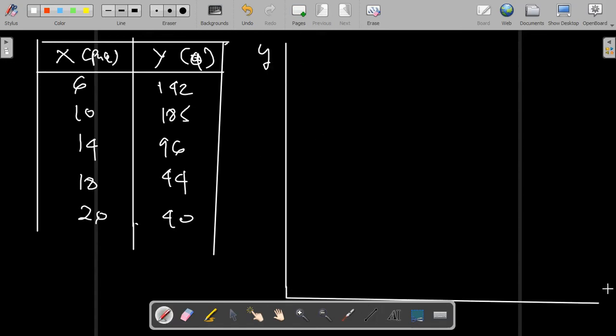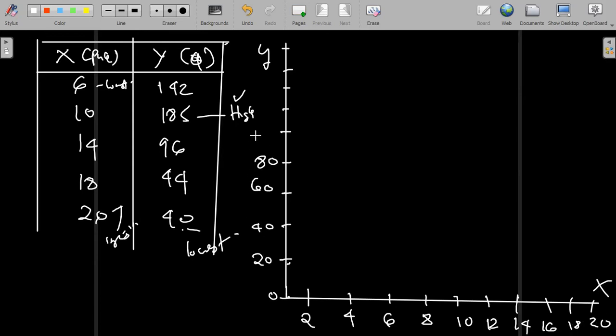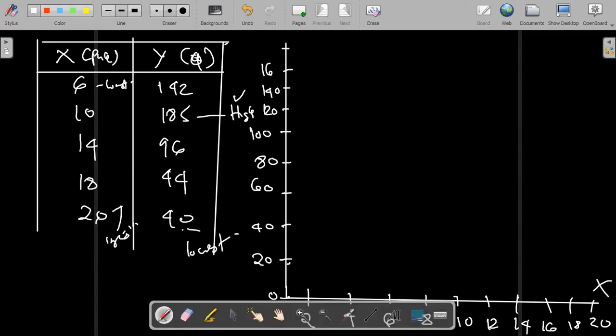Now let's draw the graph. We have the y-axis and the x-axis. We determine the highest value and the lowest value so that we can set out our scale for this graph. Now let's plug in our numbers, starting from the price of joules and the number of joules. On the x-axis we have 2, 4, 6, 8, 10, 12, 14, 16, 18, and 20. On the y-axis we have 20, 40, 60, 80, 120 and 144.